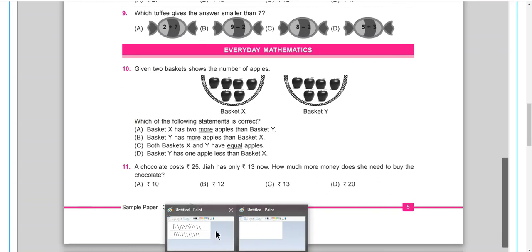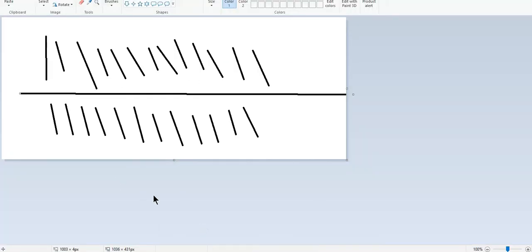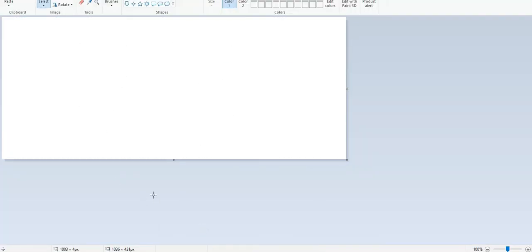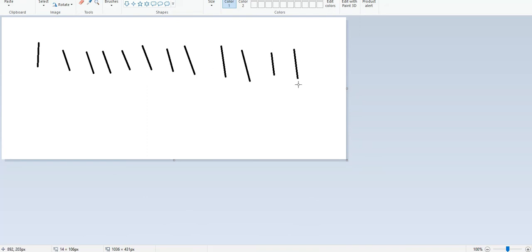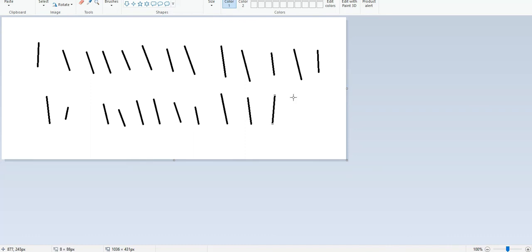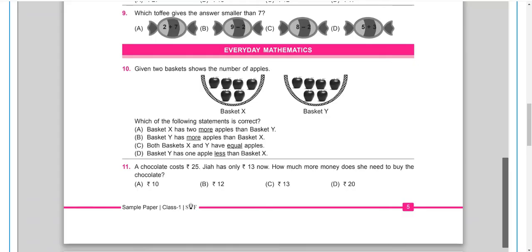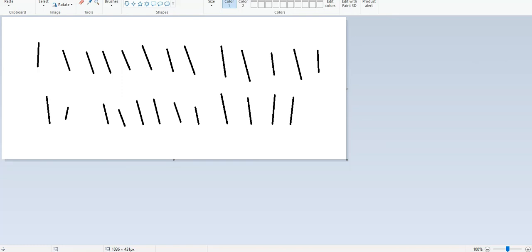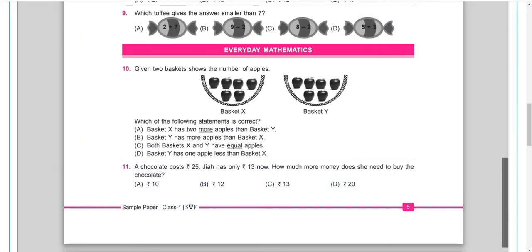For example, another easy method is, you can just make 25 sticks here. 1, 2, 3, 4, 5, 6, 7, 8, 9, 10, 11, 12, 13, 14, 15, 16, 17, 18, 19, 20, 21, 22, 23, 24, 25. Okay. And how much do you have? 13 you have. So we have to subtract 13 from here.